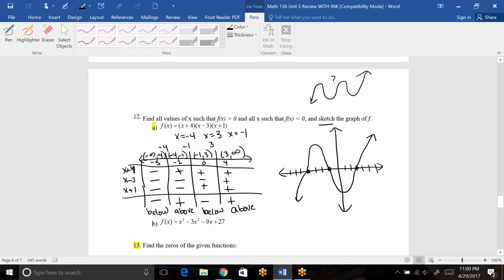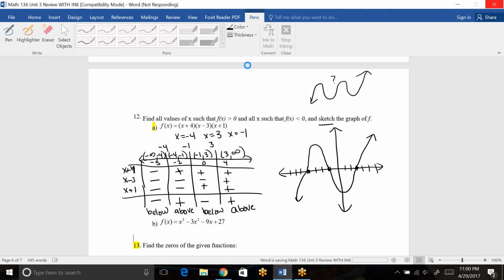Is everybody okay with number 12, part A? Oh, wait, I didn't finish it because my blanks aren't here like they are on the test. You also need to tell me when is f of x above 0 and below 0. So this is saving for a second, so give it a second.